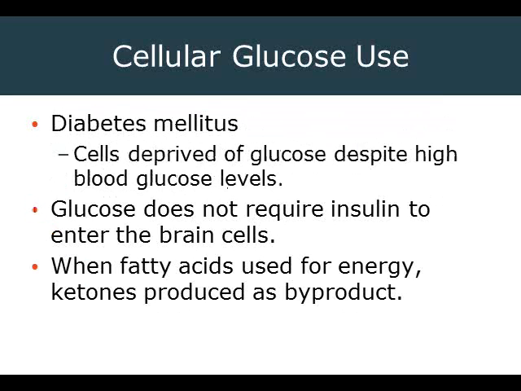Diabetes mellitus. Understand there are multiple types of diabetes. The one we most commonly talk about, diabetes mellitus, is the cells being deprived of glucose despite high glucose levels. So the problem with diabetes mellitus is not actually a sugar problem. It is an insulin problem. The insulin either is non-existent or not working efficiently, or they don't have enough for it to work how it's supposed to. So glucose does not require insulin to enter the brain cells, like I mentioned.